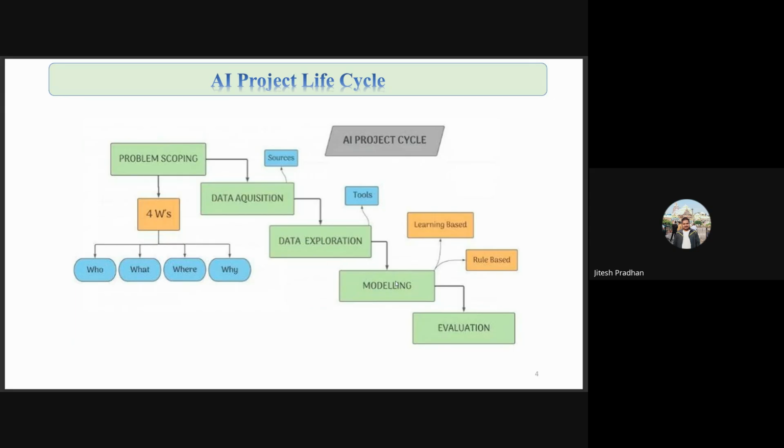Then we will go for a model where we have to choose which type of learning we have to perform, whether we have to go with a rule-based system, or if we want to go with the AI system, then what kind of problem it is. If it's a regression type of problem or classification type of problem, it will be suitable for supervised, semi-supervised, or unsupervised learning, or whether it's a reinforcement type of problem or not. We will decide in this step. Once the model has been developed, we will train it and then we will evaluate it. So these are the basic stages of our AI project life cycle or AI project cycle.